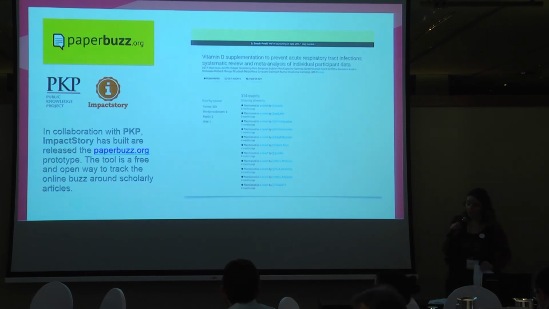Another example is from a service provider. This time it's a collaboration between the Public Knowledge Project and Impact Story. They've just released a prototype called PaperBuzz. It was just a few weeks ago now. The tool is a way to track the online buzz, basically to see what's hot in research, what's trending. And they use Crossref Event Data as one of the data sources for that. Again, if you're interested in taking a look, their prototype's up online and you can see how they're visualizing some of the data that they're getting from us.